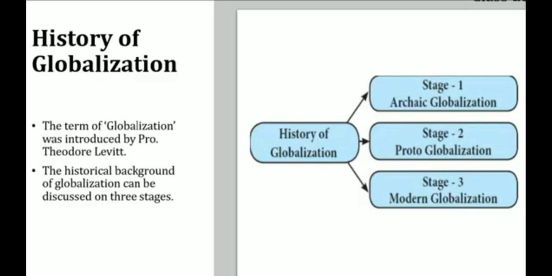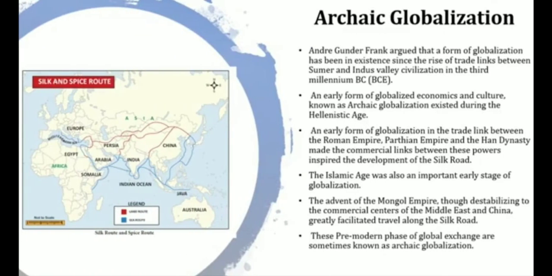Stage 1, archaic globalization. Stage 2, proto-globalization. Stage 3, modern globalization. Okay, one by one we are going to learn these in detail. First one, archaic globalization. See, archaic globalization, that means archaeology, finding out more things about olden days, isn't it? Archaeology. We say it in Tamil as archaeology.